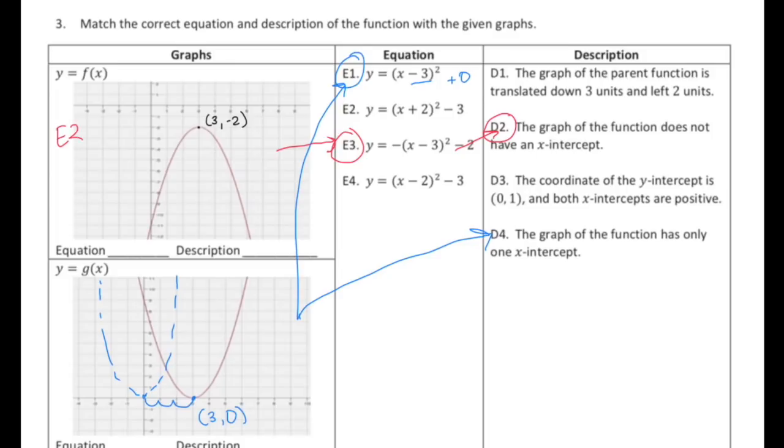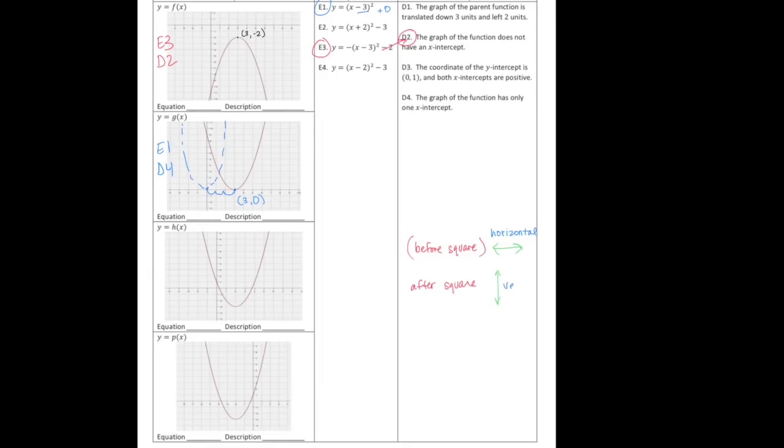All right, so now I'm going to move on. And I'm actually going to write this down here. It's better than putting arrows and circles so that we know what choice is already taken. I'm going to move to the third and fourth graph. Again, if you want to try these on your own, you can pause the video now and try to see which equation and which description match these graphs.